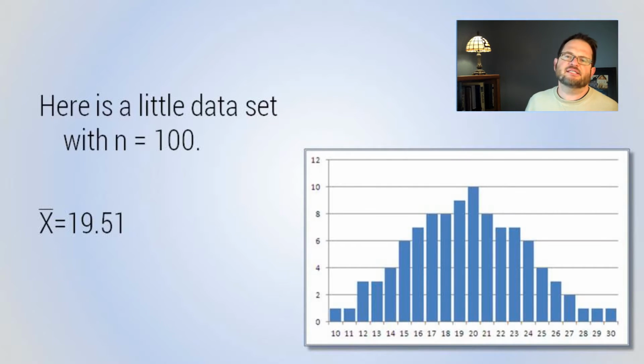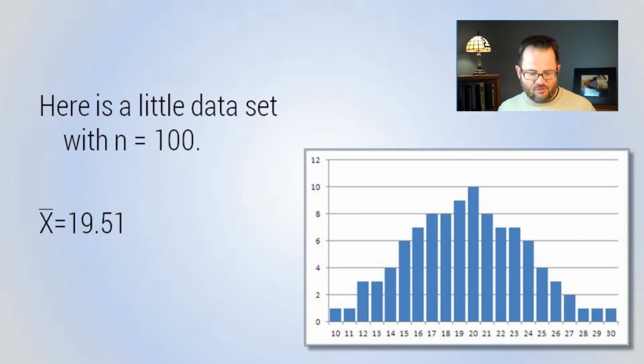For example, here I made a little data set, just messing around with Excel for a little while. I made 100 observations, and here's a histogram of what they look like, showing the distribution of them. For what it's worth, they range from 10 to 30. There was one observation at 10. Let's say these are temperatures or something like that.